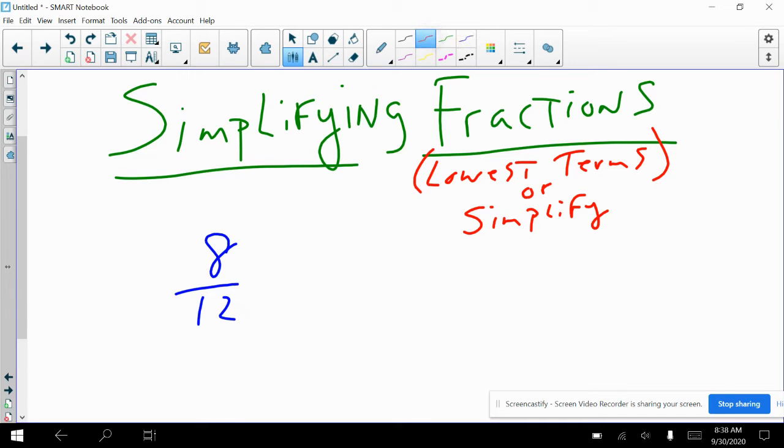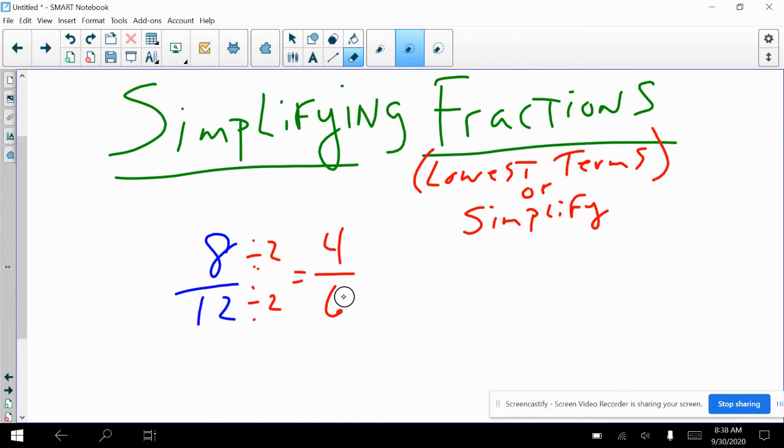If we divide by 2, we now get 4/6, yes? Does anybody know what kind of a fraction that is? Yes, I know it's a proper fraction, but it does have another name.